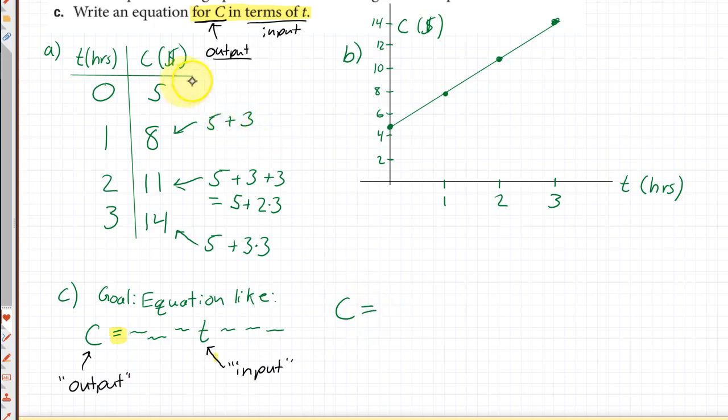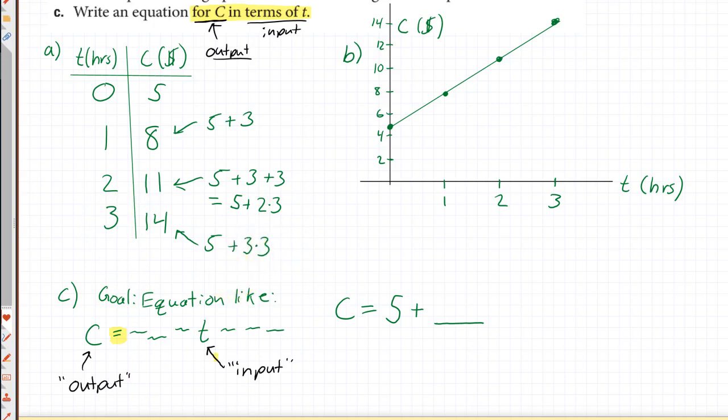Well, what are we actually doing when we calculated these values of c? What did we do to the number 1 to get 8? Well, the number 1 hours, that meant that we pay $3 for that 1 hour, because it's a cost of $3 for each hour. So we started with $5, and then we added something based on how much time was spent on the bike. So if you spend 1 hour on a bike, you add the $3 once. If you spend 2 hours on a bike, then you do 3 plus 3, also known as 2 times 3.